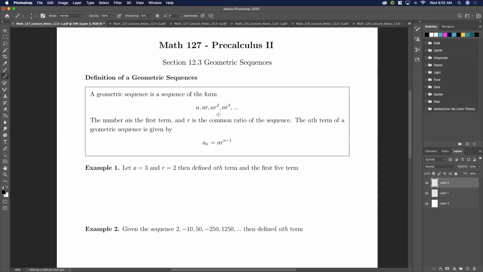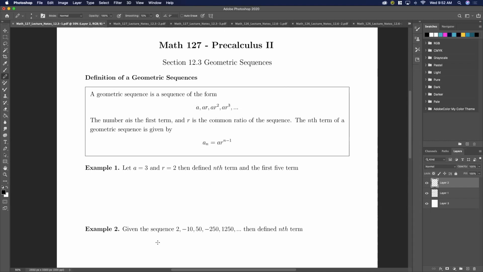We divide the two numbers and we'll get what r is, right? Because if I divide this number by this number, I get r. If I divide this number by this number, I get r. If I divide this number by this number, I get r.